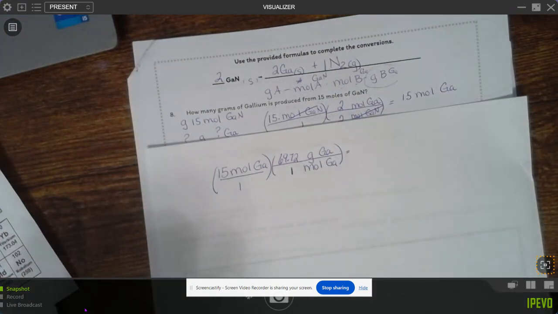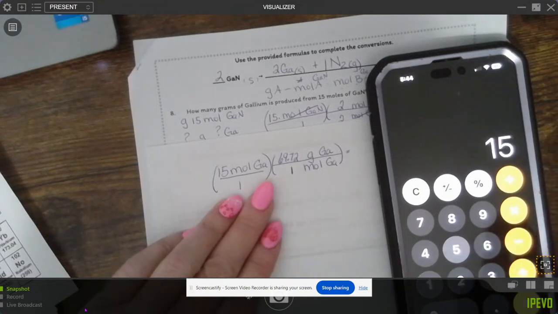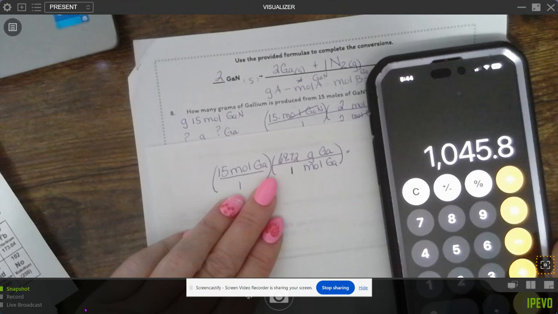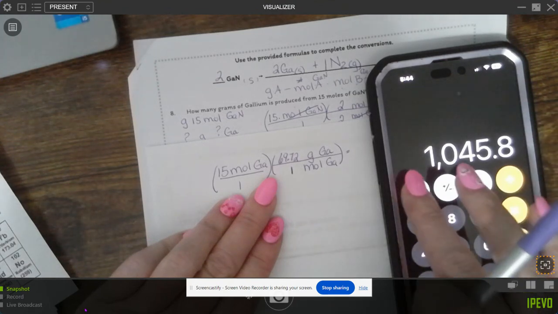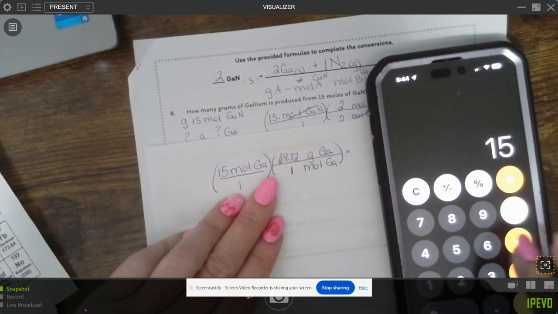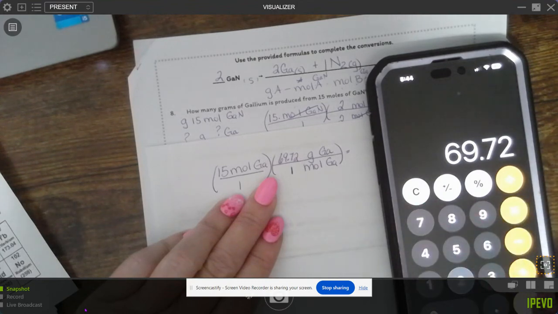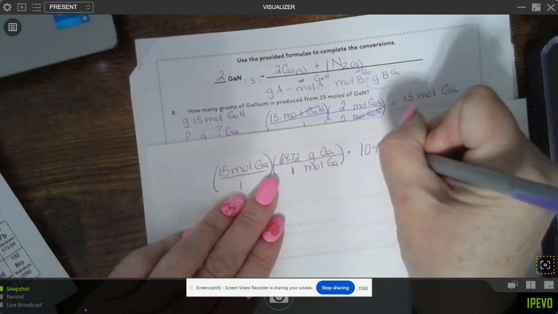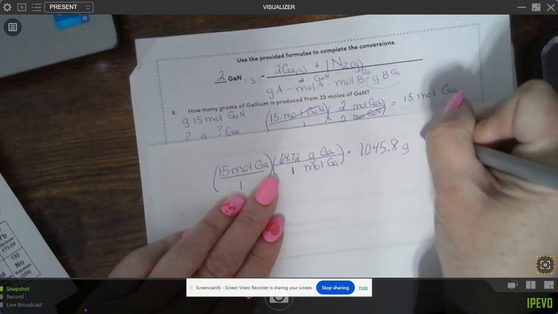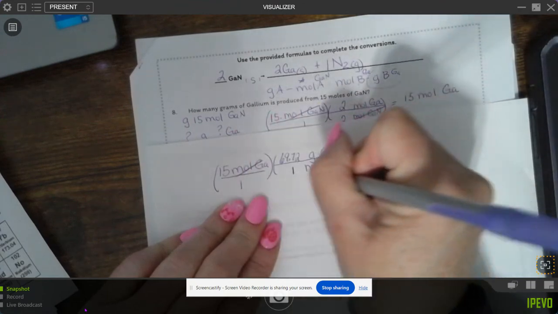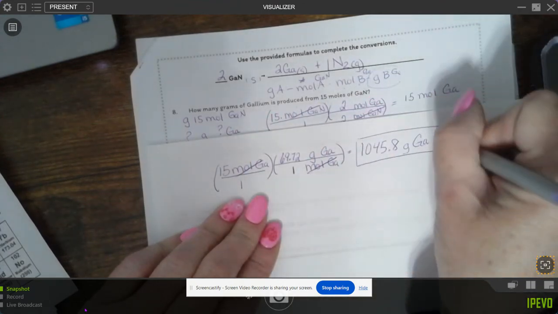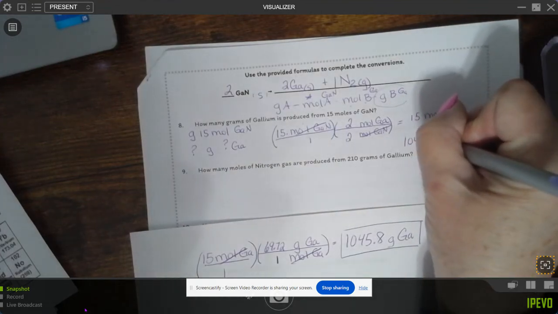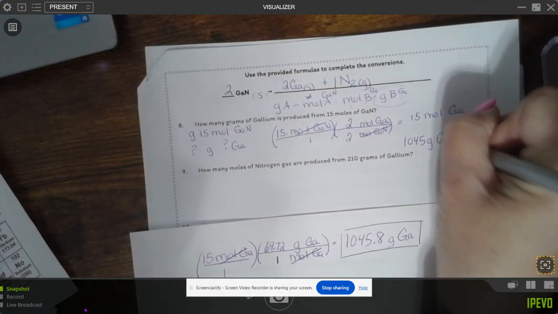15 times 69.72. Is that right? I got to check that math again. 15 times 69.72 is 1,045.8 grams of gallium. Remember, we want our units to cancel out. Okay. So that's going to be 1,045 grams of gallium.